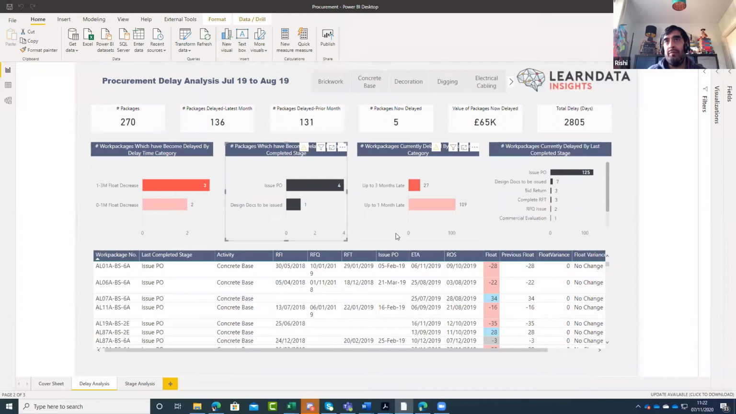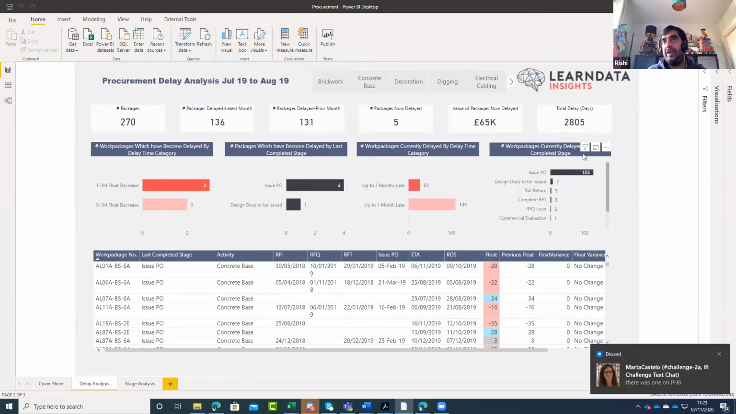How many by time category, so up to 3 months. So this is total currently delayed, and this is the newly delayed. This is all of the ones that are currently delayed. How many are 3 months late, 1 month late, all of those. And then how many by last completed stage. And then we've got the details of those work packages here.